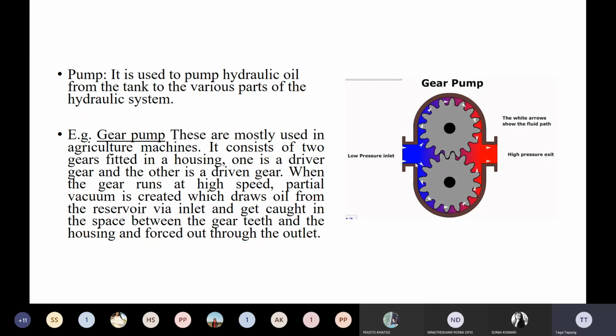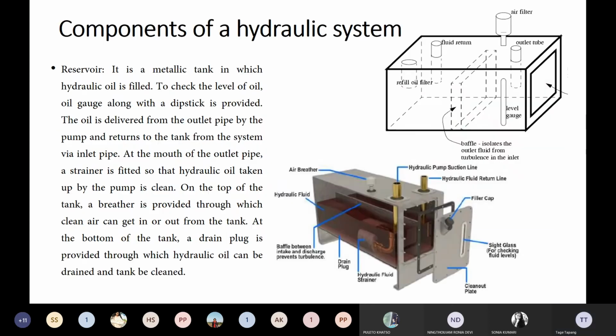You see they have also shown two colors, blue and red. Blue indicates low pressure. When this blue fluid is trapped inside these teeth, slowly it is turning into red. That means high pressure. From the pump it will go to different parts of the hydraulic system. In this way, hydraulic fluid is pumped from this hydraulic tank to different parts of the hydraulic system.